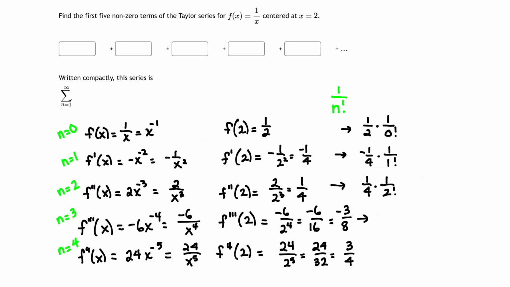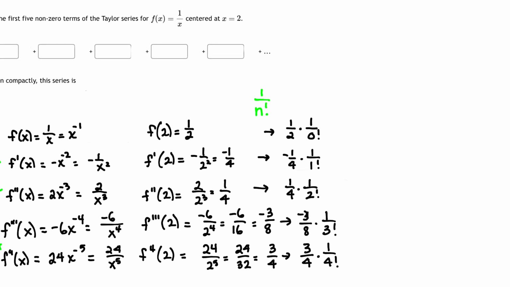For the next one, I'm going to have negative 3 over 8 times 1 over 3 factorial. And then for the last one, it's going to be 3/4 times 1 over 4 factorial. So what happens when we simplify? Well, let me scoot over a little bit, and let's see what happens when we simplify. We're continuing now to work on this factorial piece, right?